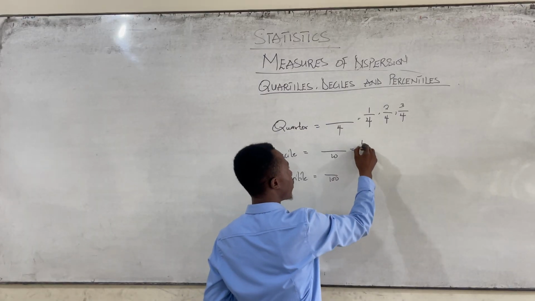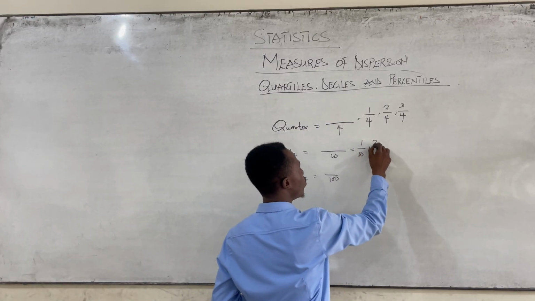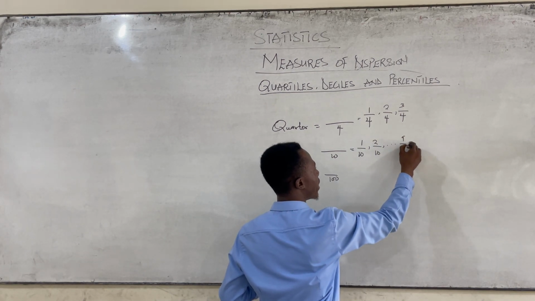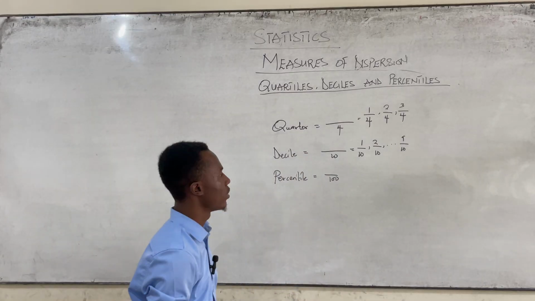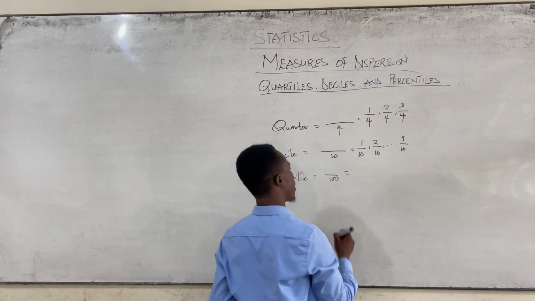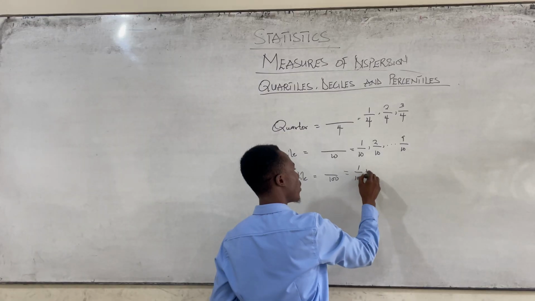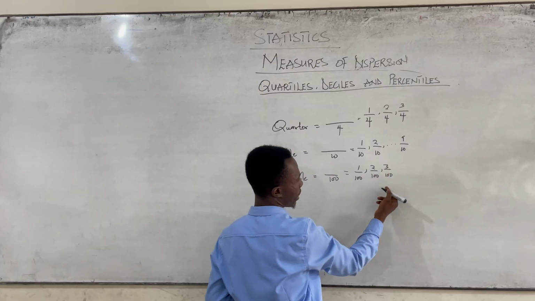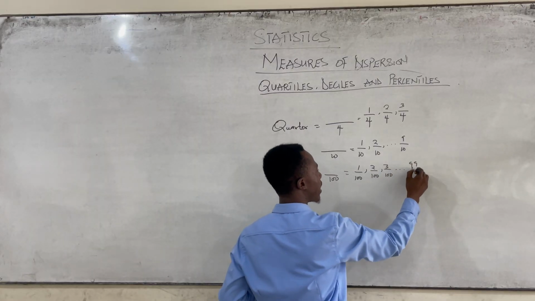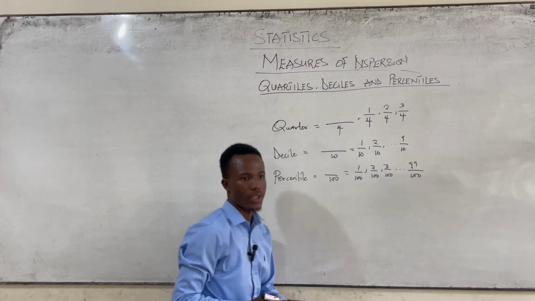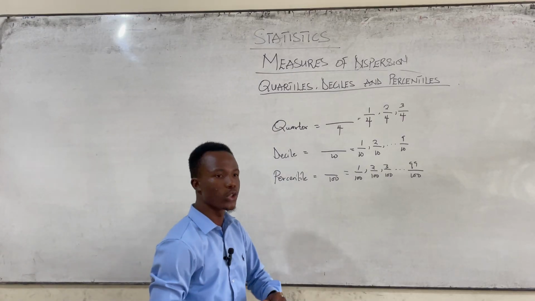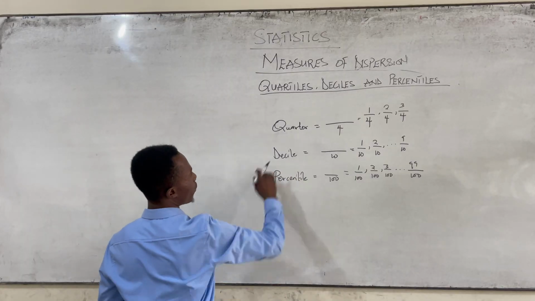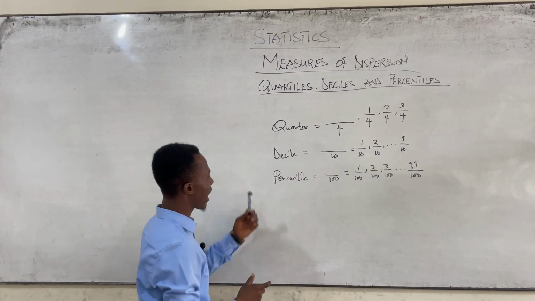The same thing applies to the decile. That is 1 over 10, 2 over 10, that is second decile, until we get to the 9th decile. We don't have 10 over 10. Then for percentile, we have 1 over 100, 2 over 100, 3 over 100 as our third percentile, like that, until we get to the 99th percentile. These are all measures of position.